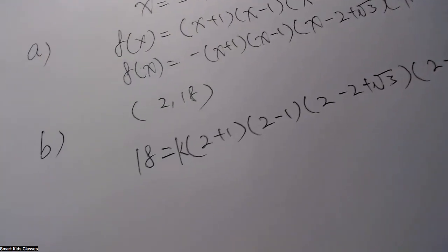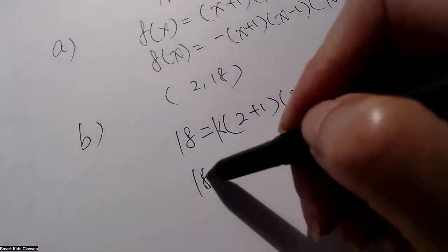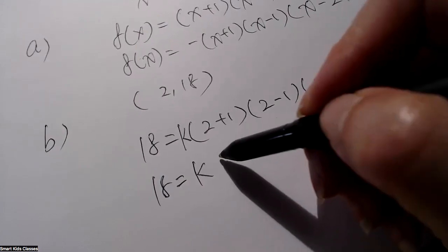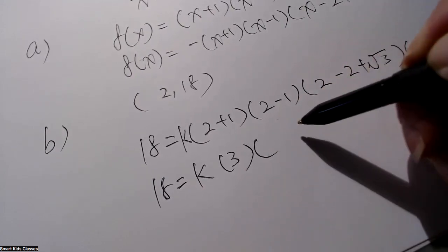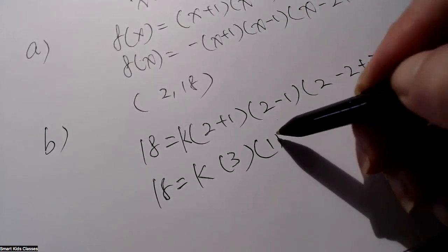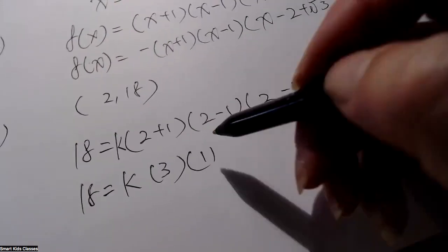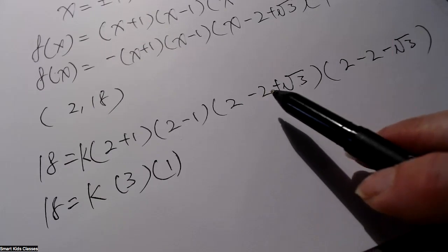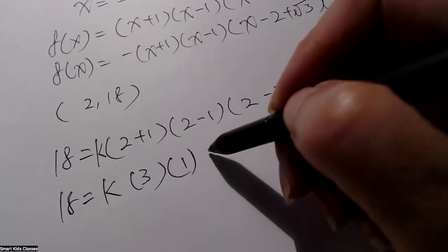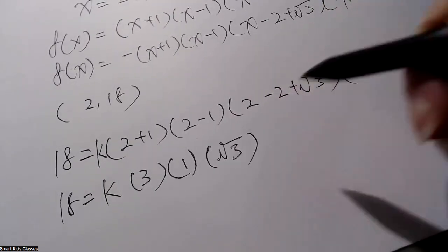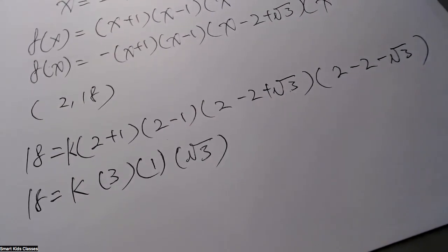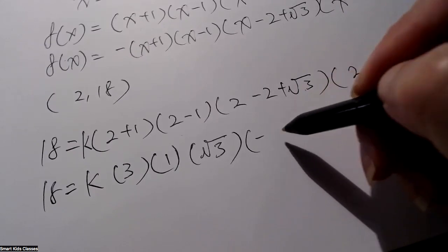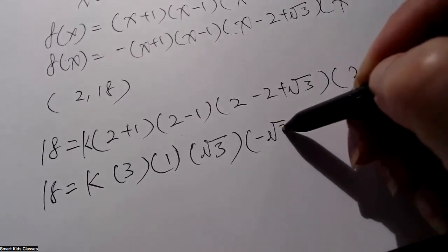Now we're going to simplify. 18 is equal to k. The first bracket, we're going to get 3. The second bracket is 1. And then the next one, you're going to have a 2, positive and negative, so you're going to leave a square root 3. The same as this one, you're going to leave a negative square root 3.